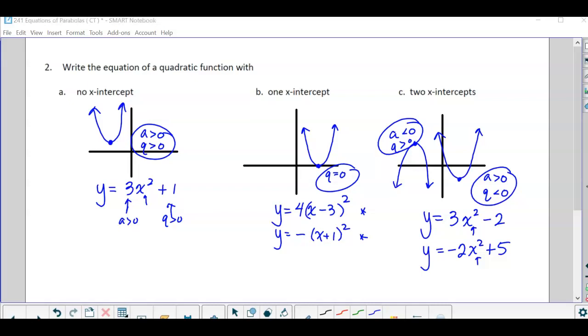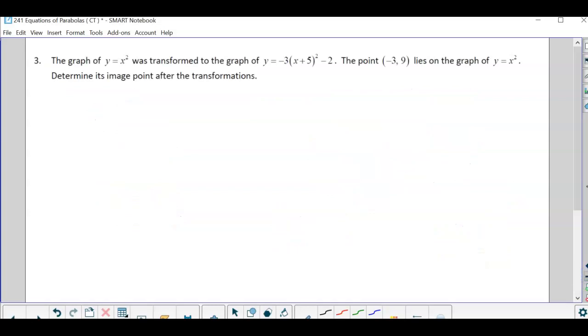All right, next one here. The graph of y equals x squared was transformed to the graph given. The point (-3, 9) lies on the graph of y equals x squared. Determine its image point after the transformations.